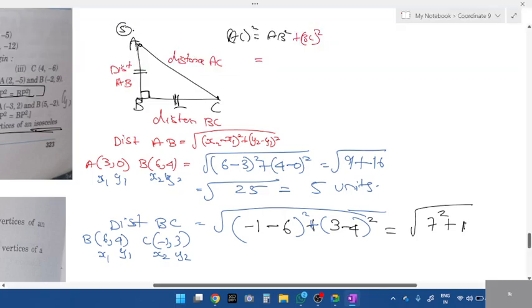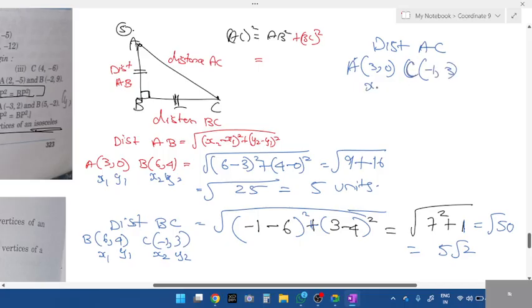What's the answer, students? Is it 49 plus 1, root 50? Did you all get 5 root 2? Okay, find distance AC. A is 3 comma 0. C is minus 1 comma 3. X1, Y1, X2, Y2.